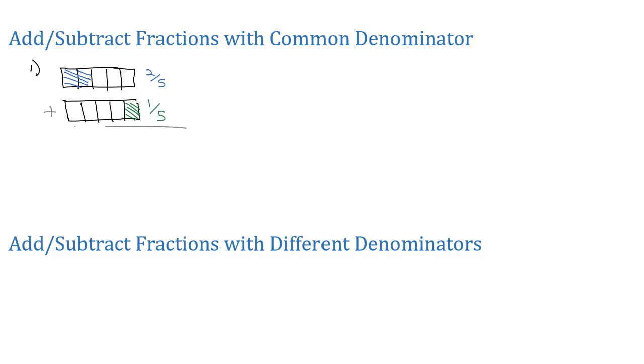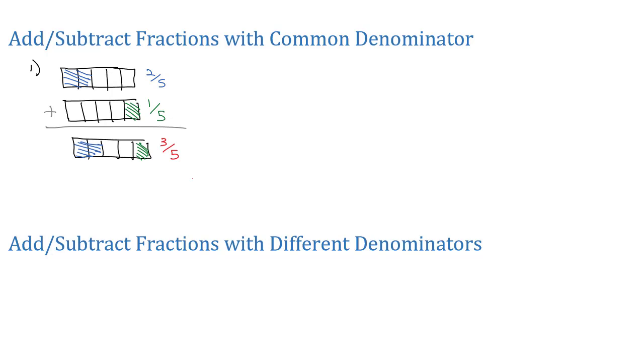And we're going to add these together to see how much of the rectangle is shaded in the end. Well, you can see we've got the left 2 shaded and the right 1 shaded, which means overall in the whole shape, 3 out of 5 of the blocks ended up being shaded.